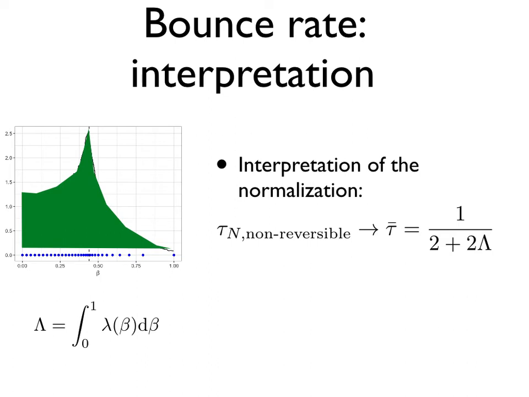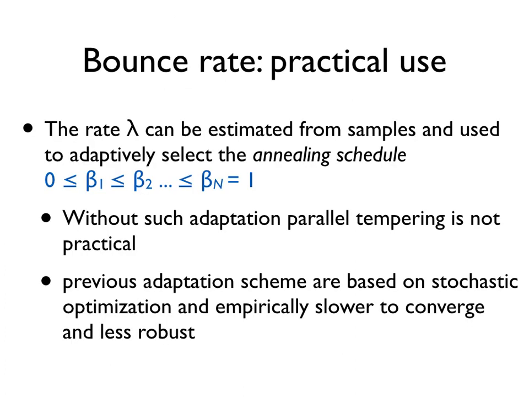So one interpretation of this normalization, capital Lambda, is going back to this earlier result that I mentioned, of the restart rate converging to a constant less than 1. Well, this constant is actually given by 1 over 2 plus 2 Lambda. And moreover, this asymptotic rate can form the basis of a new schedule optimization method. So what we're going to do is estimate lambda from samples and use it to adaptively select this sequence of beta in order to maximize the restart rate. Without such adaptation, parallel tempering is not practical. And previous adaptation schemes are based on stochastic optimization, and we found that empirically they are slower to converge and less robust.